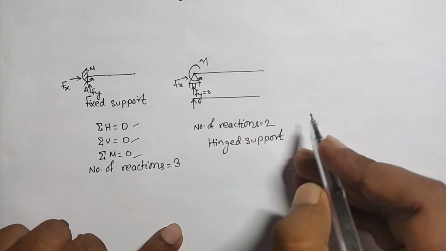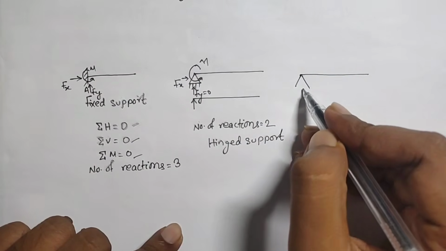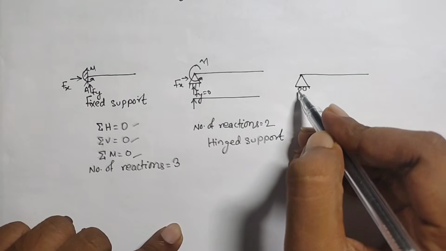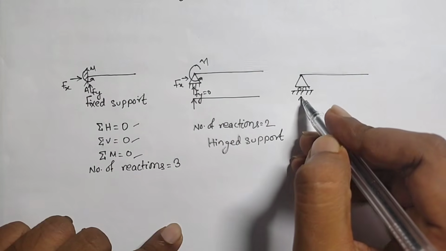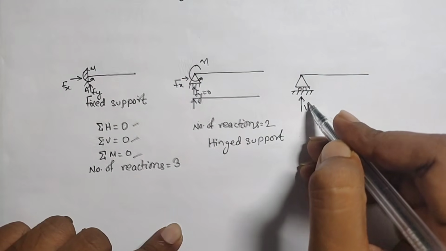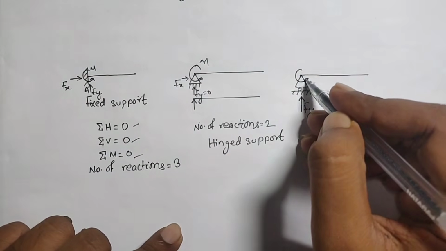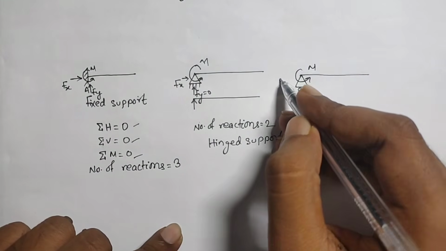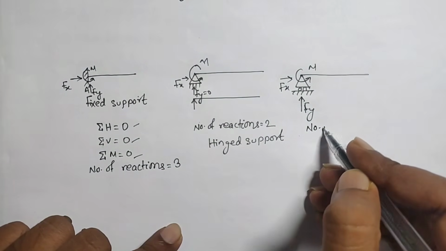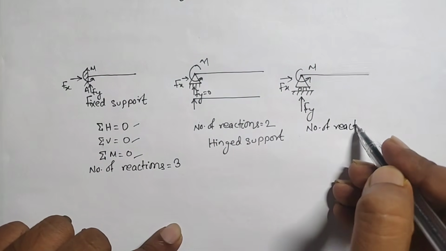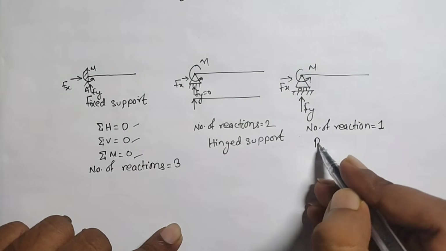If I discuss the roller support, the roller support is of somewhat this manner. In this case, only the vertical reaction, Fy, is present, and the moment is also released, and the horizontal force Fx is also released. So the number of reactions equals 1 for a roller support.